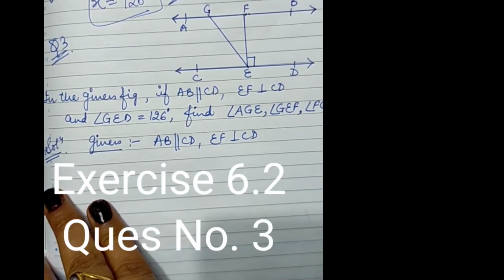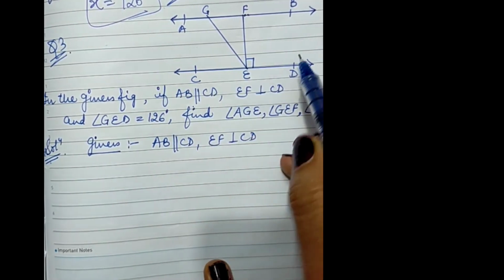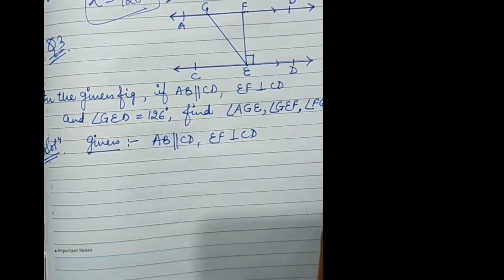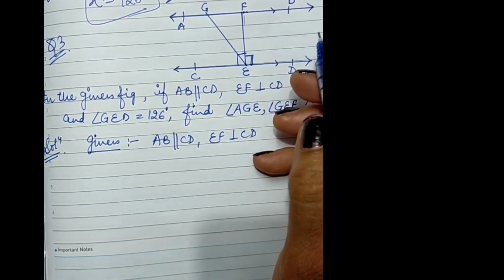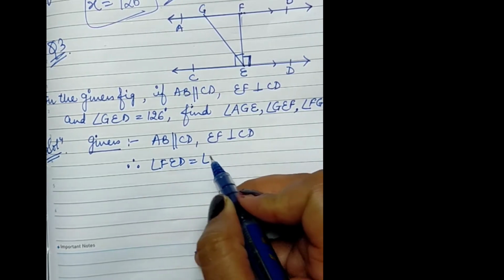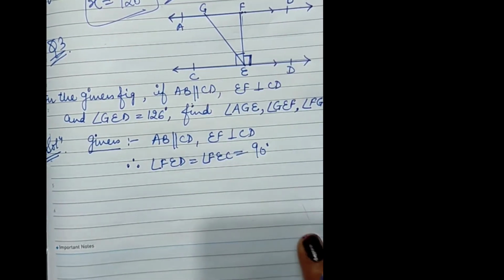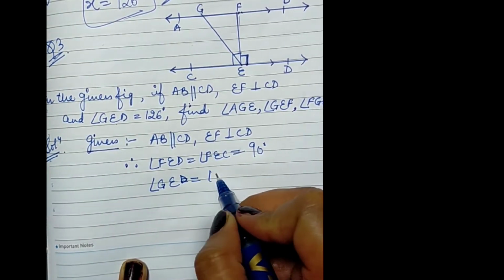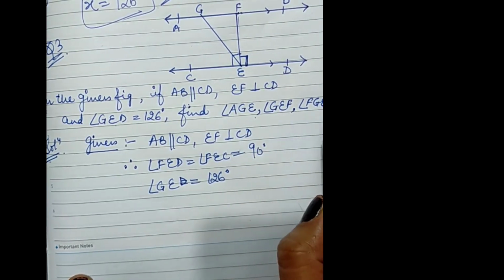So now this is question number 3. We have been given this figure. In the given figure, if AB is parallel to CD and EF is perpendicular upon CD, then this is 90 degrees and this will be 90 degrees as well. So therefore I may write FED equals FEC equals 90 degrees. Both the angles on CD are of 90 degrees. Another thing given is GED is 126. We need to find out AGE, GEF and FGE.